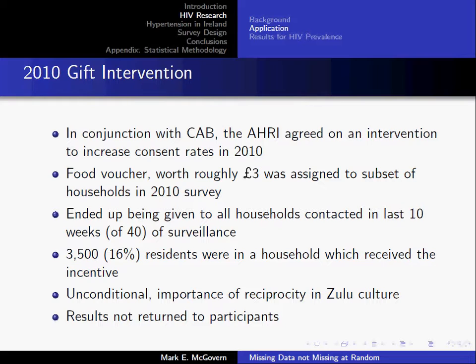So this is at the household level. In other words, it was given at the first contact between the survey team and the people in the household. It was also unconditional. Literally the survey team would knock on the door and give them the voucher, and then ask if they wanted to take part in the test. So you got the voucher regardless of how many people in the household participated. In total, that's about 16% of residents who were in a household which received the voucher, or 3,500 people.